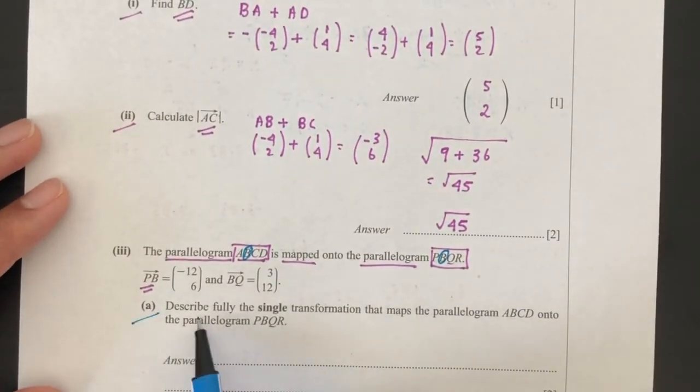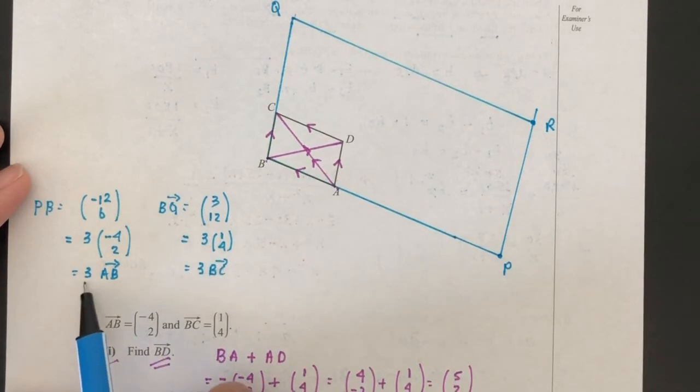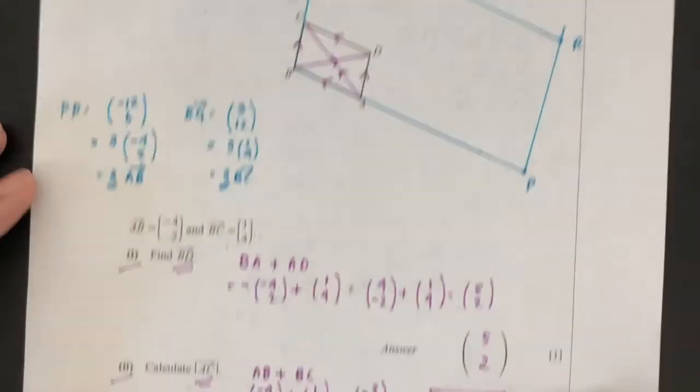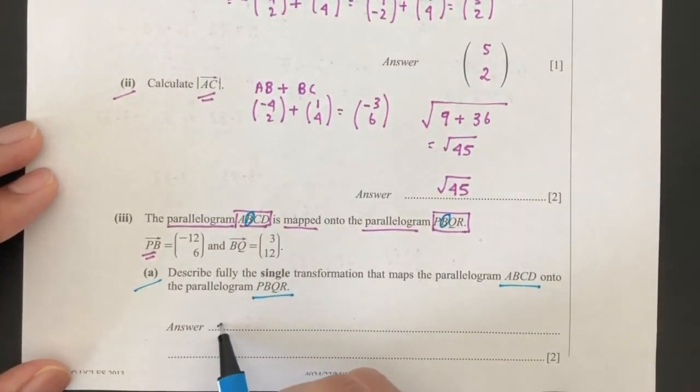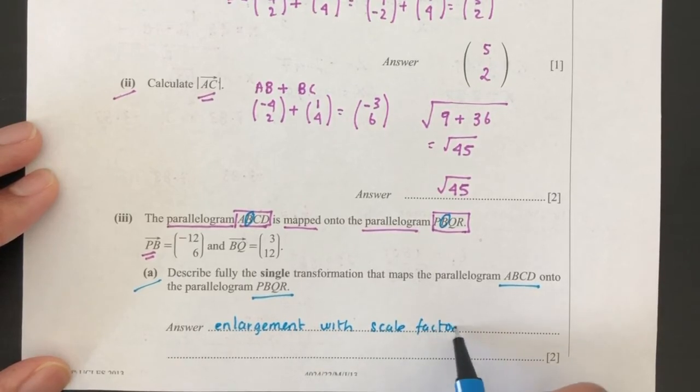Now part 1, describe fully the single transformation that maps ABCD onto PBQR. From what you can see here, and from the factors you can see here, this is clearly an enlargement because the size has changed with scale factor 3. And since the point B did not change, it will be your center of enlargement. So you would say it is an enlargement with scale factor 3 and center of enlargement, center equal to B. That will be part A.